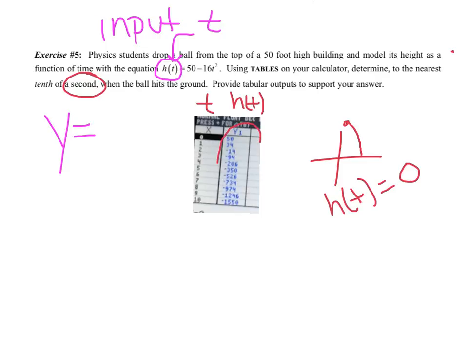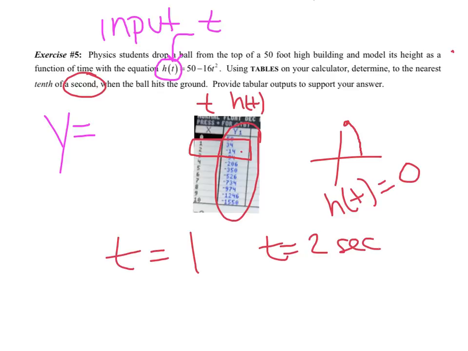So I'm looking in this section here. You can notice I'm at 50 feet to start, and then I hit 34, and then all of a sudden I hit -14. So can you tell me between what 2 numbers I hit the ground, or what 2 seconds? Well, if I went from 34 to -14, I would say the time has to fall between 1 and 2 seconds. Okay, now I'm not going to worry about the nearest tenth for the moment. I'm just going to say it happens between 1 and 2, and we'll talk about changing the table later on.